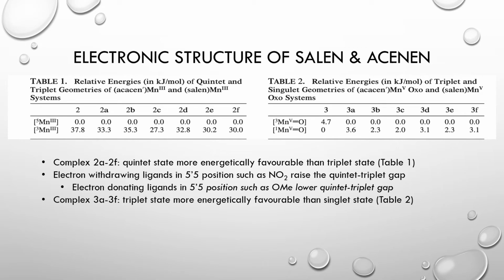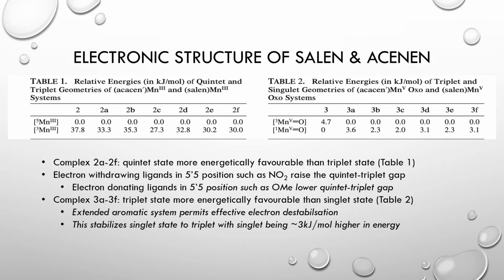In table 2, we can see that in accordance with previous studies, complex 3 actually prefers the singlet state compared to the triplet state, with the triplet state being 5 kilojoules per mole higher in energy, showing it's less stable. This is different to complexes 3A to 3F, where the triplet states are more energetically favorable than the singlet state. This is due to the extended aromatic system, which permits effective electronic destabilization.